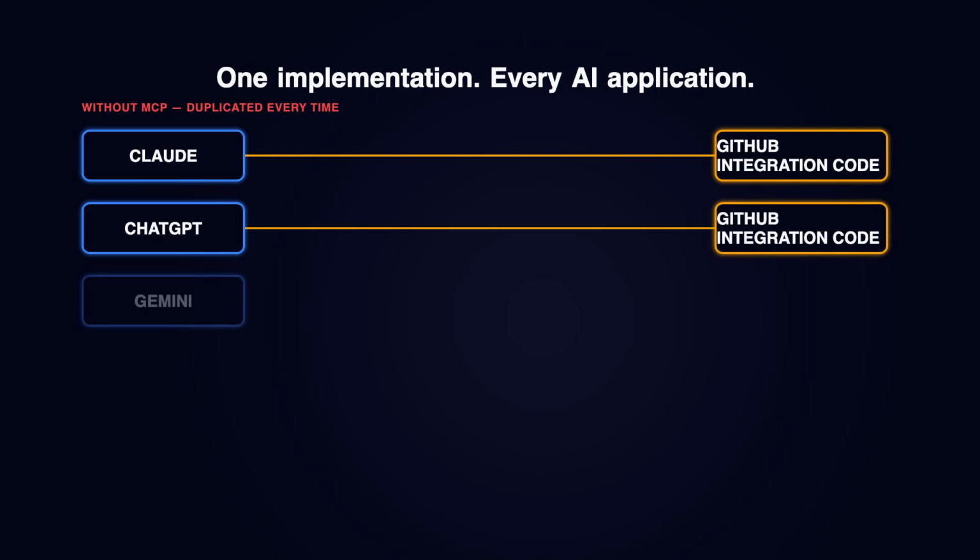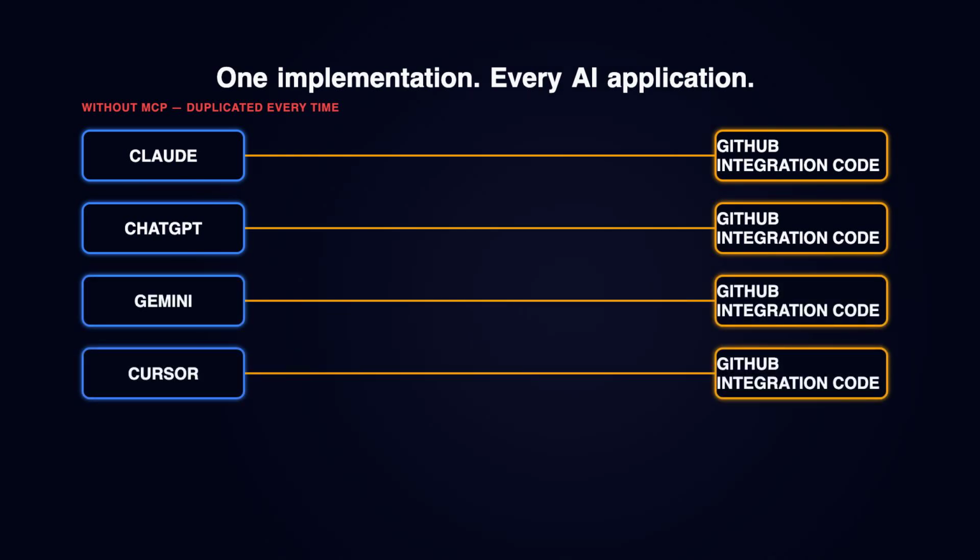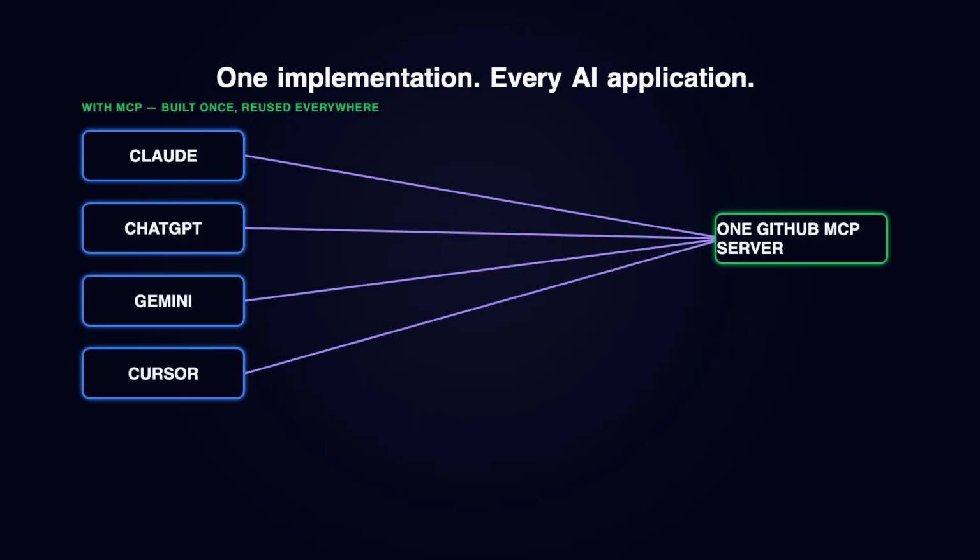MCP isn't just useful for AI users. It's a huge improvement for developers too. Instead of writing custom integrations for every AI platform, developers build one MCP server. Now Claude can use it. Cursor can use it. VS Code extensions can use it. Future AI applications can use it too. One implementation. Multiple AI applications. This dramatically reduces maintenance, improves interoperability, and lets developers focus on building capabilities instead of repeatedly writing integration code. That's one of the biggest reasons MCP has gained so much attention in the AI community.